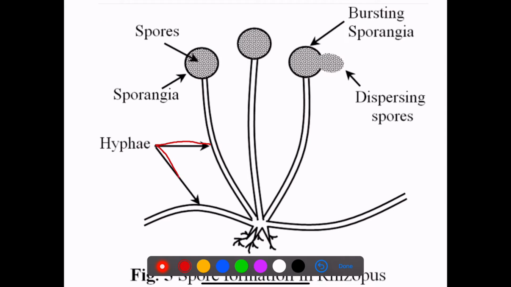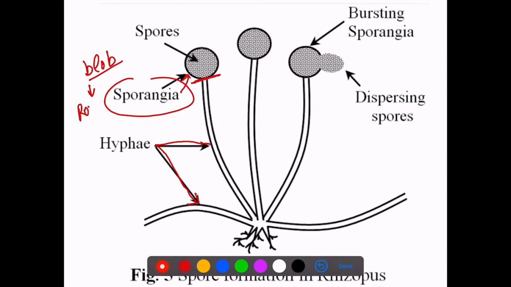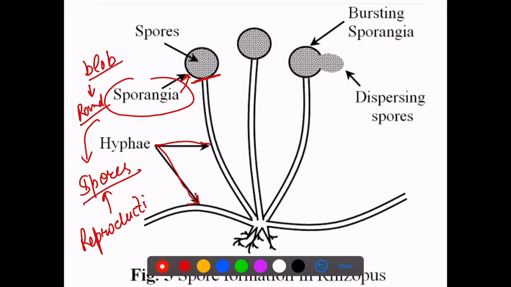Hyphae are these connecting links, on the tip of which sporangia develop. Now you will ask, what is sporangia? Sporangia is a blob structure, or you can say a round structure, which helps in the development of spores. Because we are talking about reproduction, the reproductive portion which gives rise to new Rhizopus is the spores, and these spores develop on the sporangia. And who is bearing these sporangia? Where do the sporangia develop? That is your hyphae, which are thread like structures.